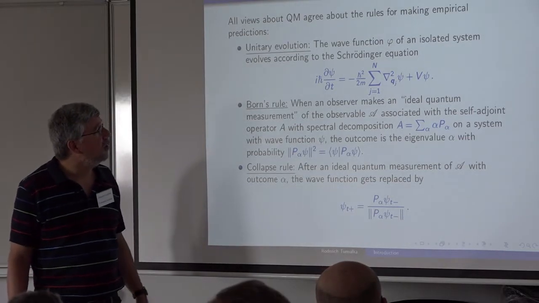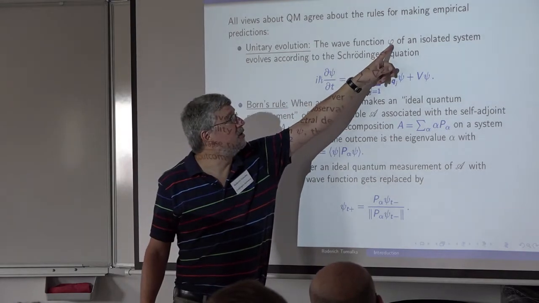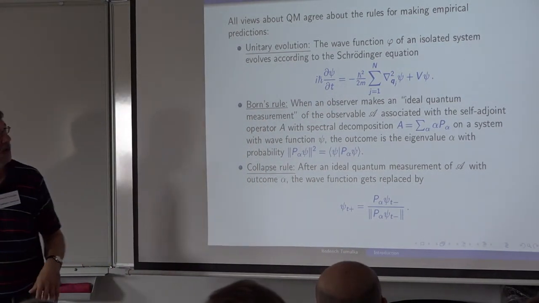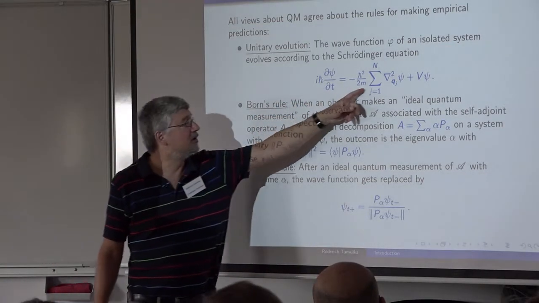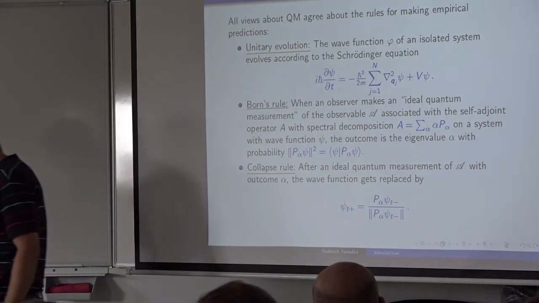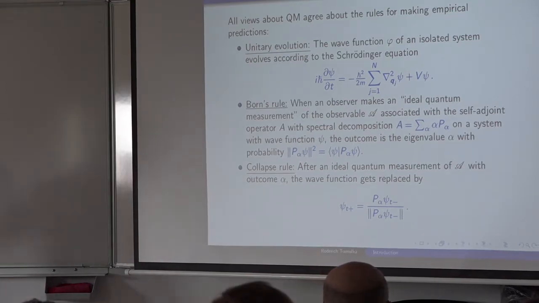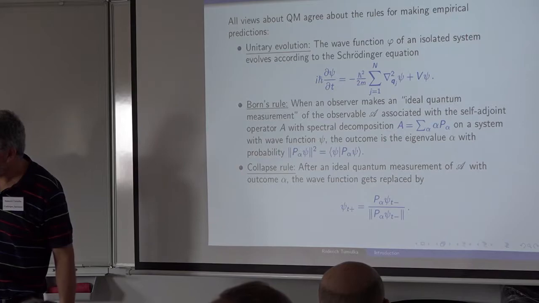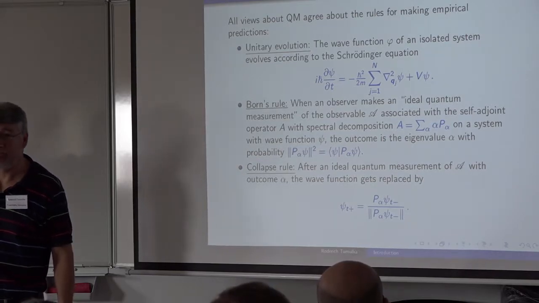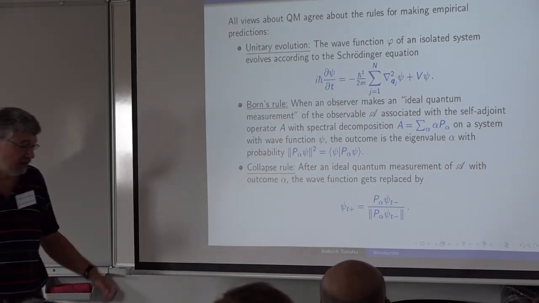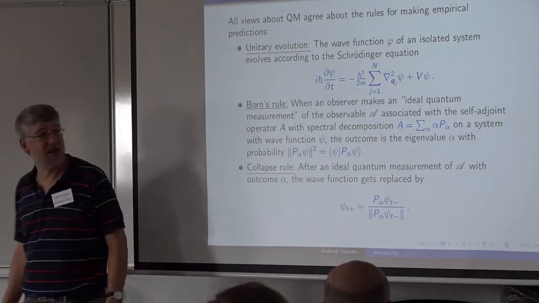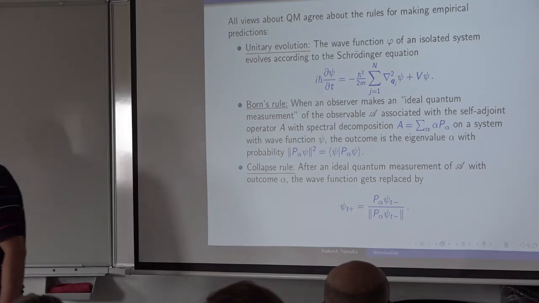First rule, the wave function, this is a misprint, this should be psi. The wave function of an isolated system evolves according to the Schrödinger equation. So here I wrote the Schrödinger equation. In Hilbert space, that represents a unitary evolution. So the wave function as a vector in Hilbert space is kind of rotating, in the sense of rotation in Hilbert space, a unitary evolution, as long as the system is isolated.